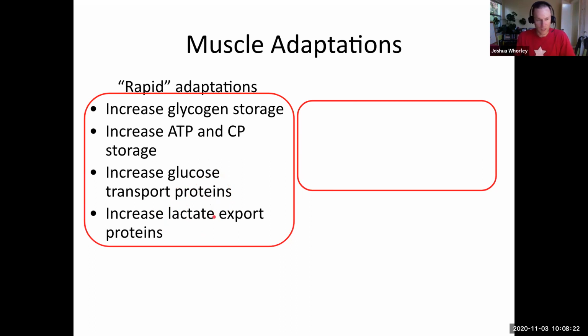Another one that increases, which I actually neglected here, but it is an important one, is your hydrogen ion shuttling proteins. So remember that when we start operating more anaerobically and we produce more lactate and we're not able to do as much aerobic respiration, we also increase our hydrogen ion production, right? And so we've got to get that out of there, because that induces metabolic acidosis, which leads to muscle fatigue, right? So approaching fatigue stimulates our muscle cells to produce more hydrogen ion export proteins as well.